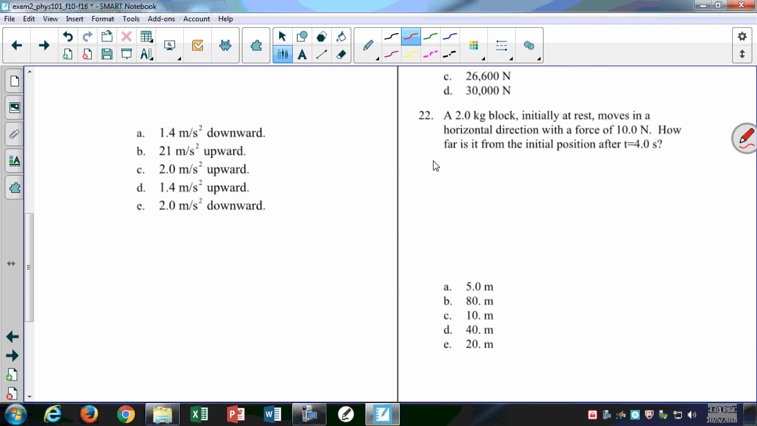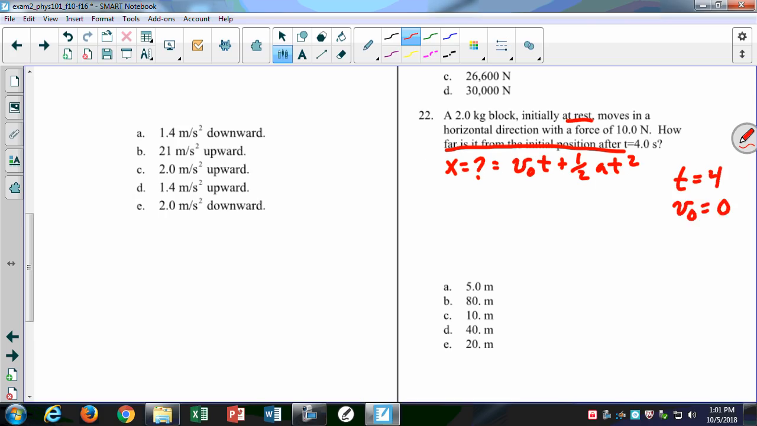Okay, so this is a kinematics question, but a little bit of Newton's laws thrown in. So I want to know the x position of this. I want to know what is x equal to. And I know that that's equal to v naught t plus 1/2 a t squared, right? So I know t is equal to 4. I know v naught, because it's initially at rest, is equal to 0, so this whole term goes away.